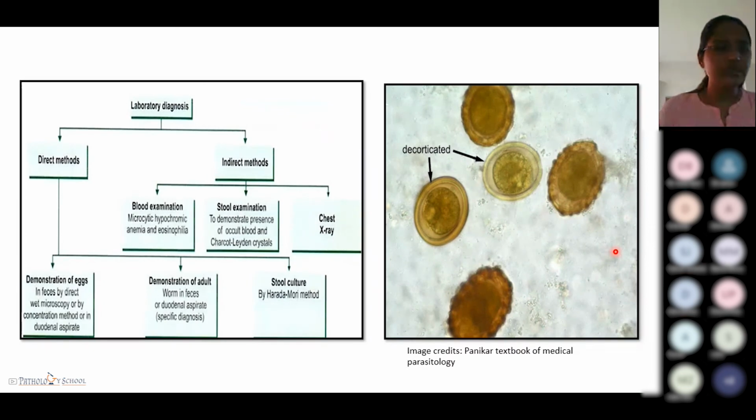So lab diagnosis is done by demonstration of eggs and demonstration of adults in feces, and indirectly by blood examination, where microcytic hypochromic anemia and eosinophilia can be seen. This is the decorticated eggs of the hookworm in stool.